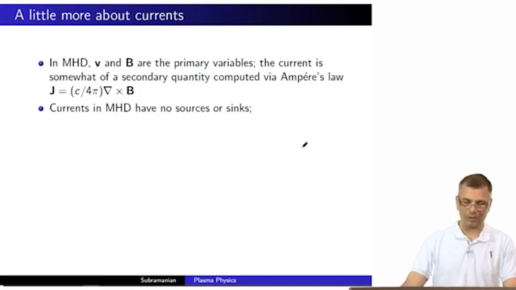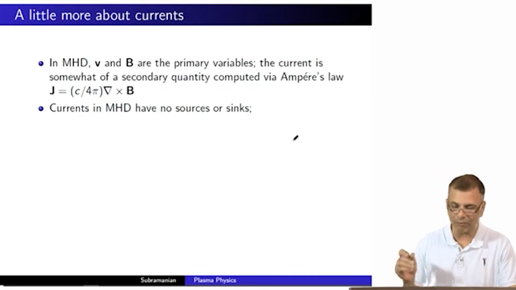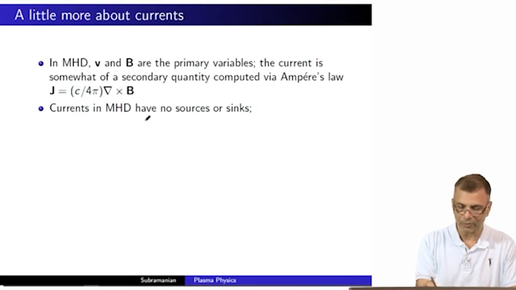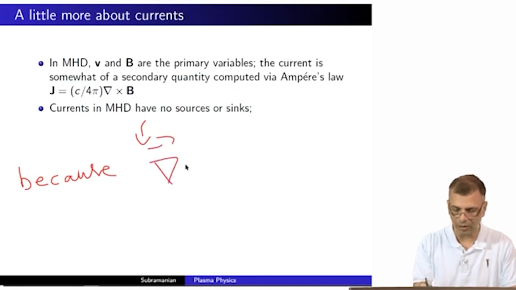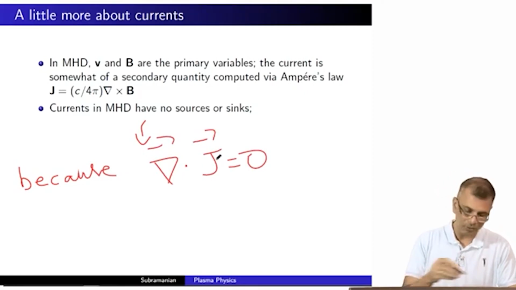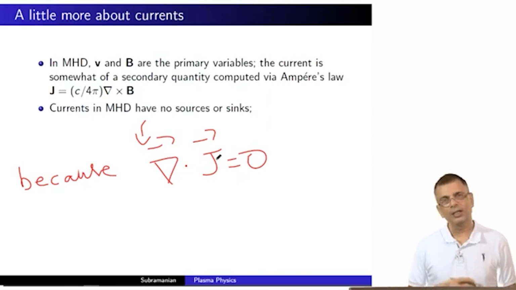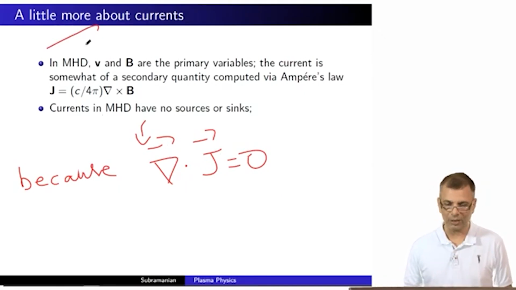First of all, we established in the last slide that currents in MHD have no sources or sinks, right? This is because the divergence of J is equal to 0, right? As we showed in the last slide, the divergence of J is equal to 0, and so that means that there are no sources or sinks for current density in MHD, right. So, this is a strange thing.